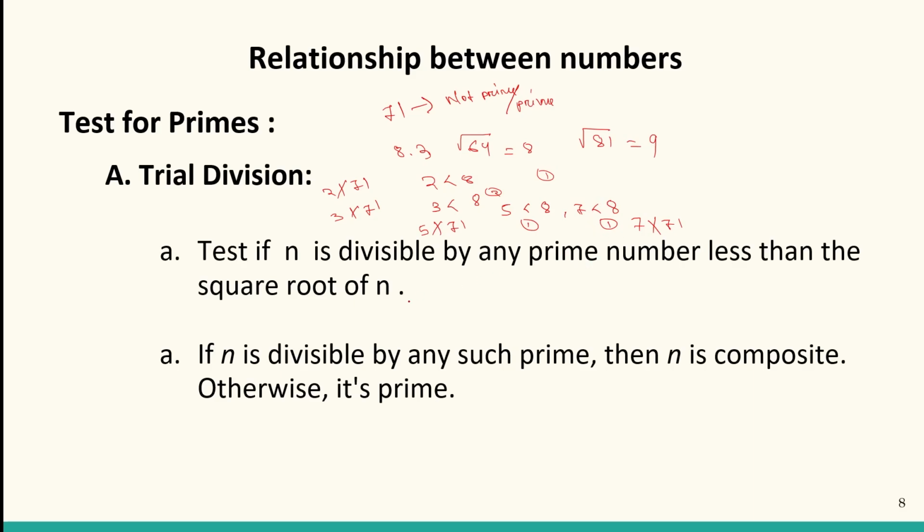we can say that if n is divisible by any such prime, then n is composite. Since 71 is not divisible by any of these primes, we can say that it is prime.